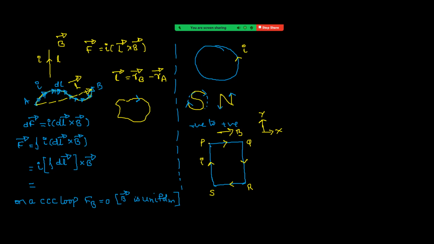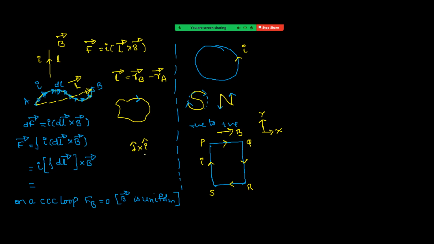Coming to SP. See carefully SP. Direction of current is now along positive y-axis, means j cap. Field is now along positive x-axis, i cap. Now see here, L bar along positive y-axis, j cap. So it is now L bar, j cap, cross B, and direction of B is i cap.